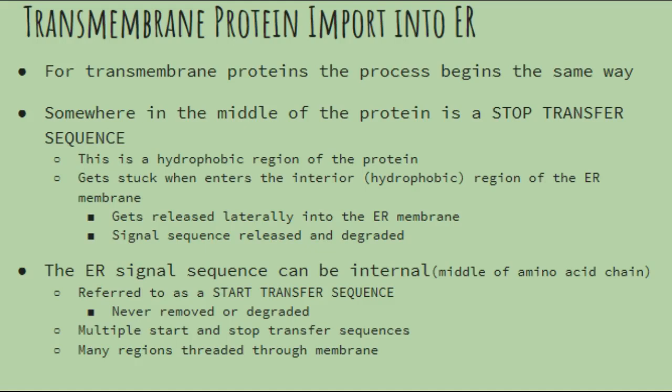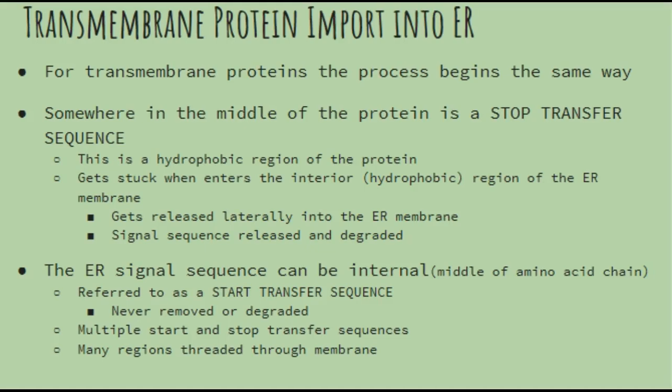Another thing that could happen is when the ER signal sequence is embedded internally into the amino acid chain. So this is referred to as a start transfer sequence. So this is never removed or degraded, and there can be multiple start or stop transfer sequences found in an amino acid chain. So when this happens, there would be many regions threaded through the membrane instead of just one.